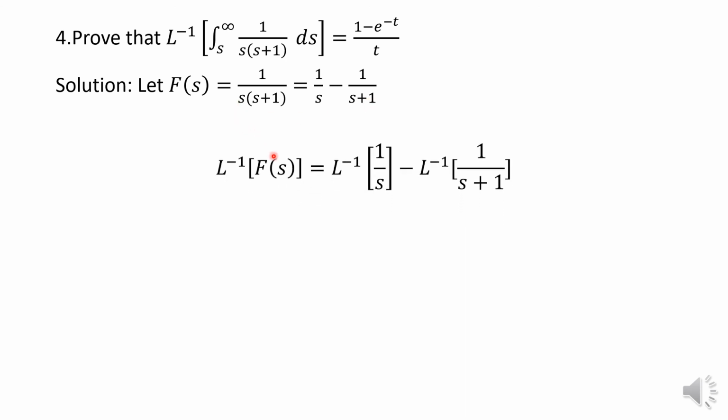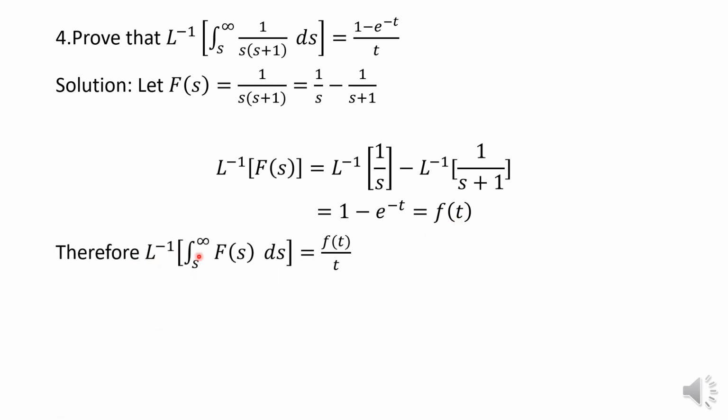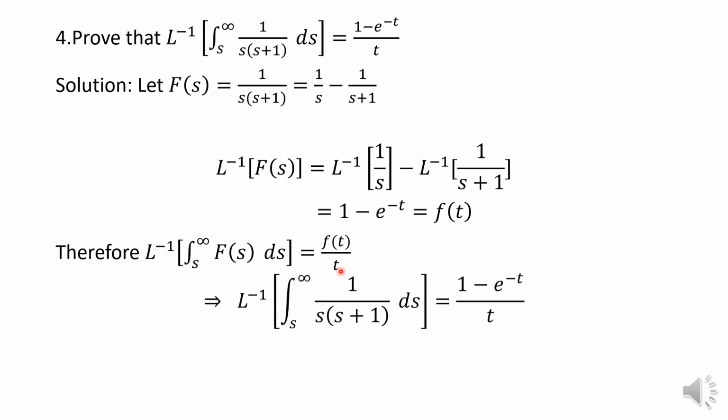Now you take L inverse on either side. L inverse of 1 by s and L inverse of 1 by s plus 1 are the standard results. Therefore L inverse of 1 by s is 1, minus L inverse of 1 by s plus 1, which is e power minus t. I call this result f of t. Therefore L inverse of integral s to infinity f of s ds, we know this result, we have derived this already, is f of t by t. Therefore L inverse of integral s to infinity 1 by s into (s plus 1) ds is equal to this f of t, which we have taken as 1 minus e power minus t, divided by t, which proves the required result.